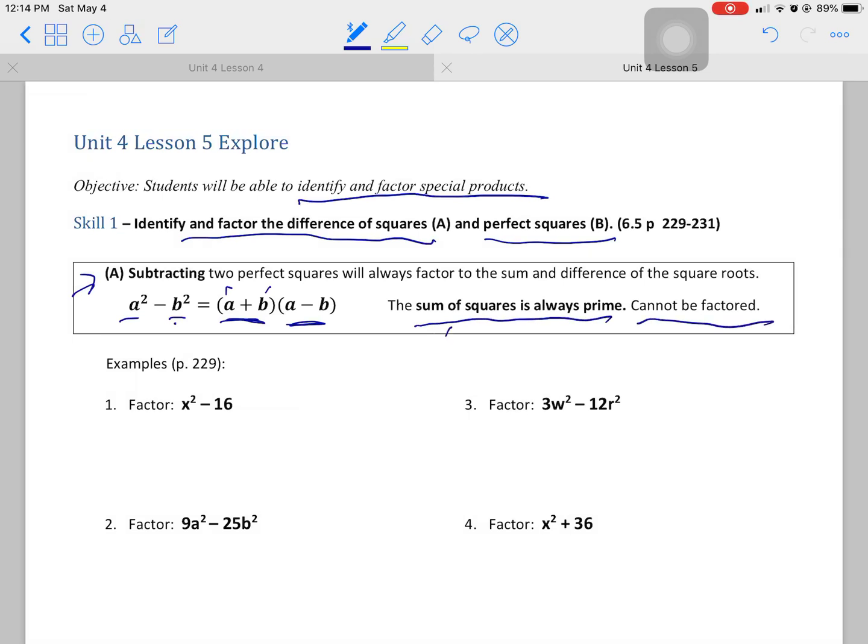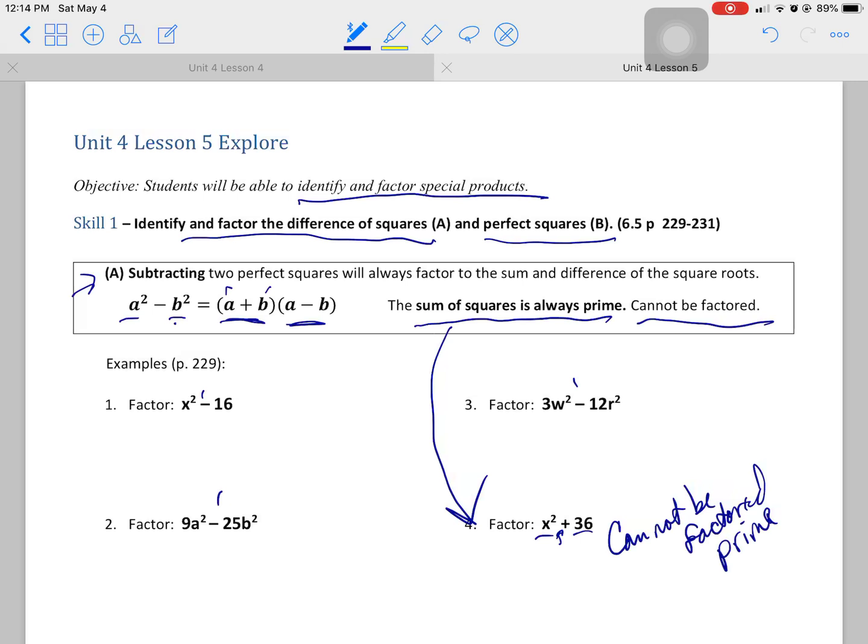Sum of the squares cannot be factored. Okay, or prime is another thing to call it. Maybe, I don't know, maybe mom's calls it does not exist. I don't know, but you can't do the problem. Okay? There has to be a negative in between the two perfect squares.